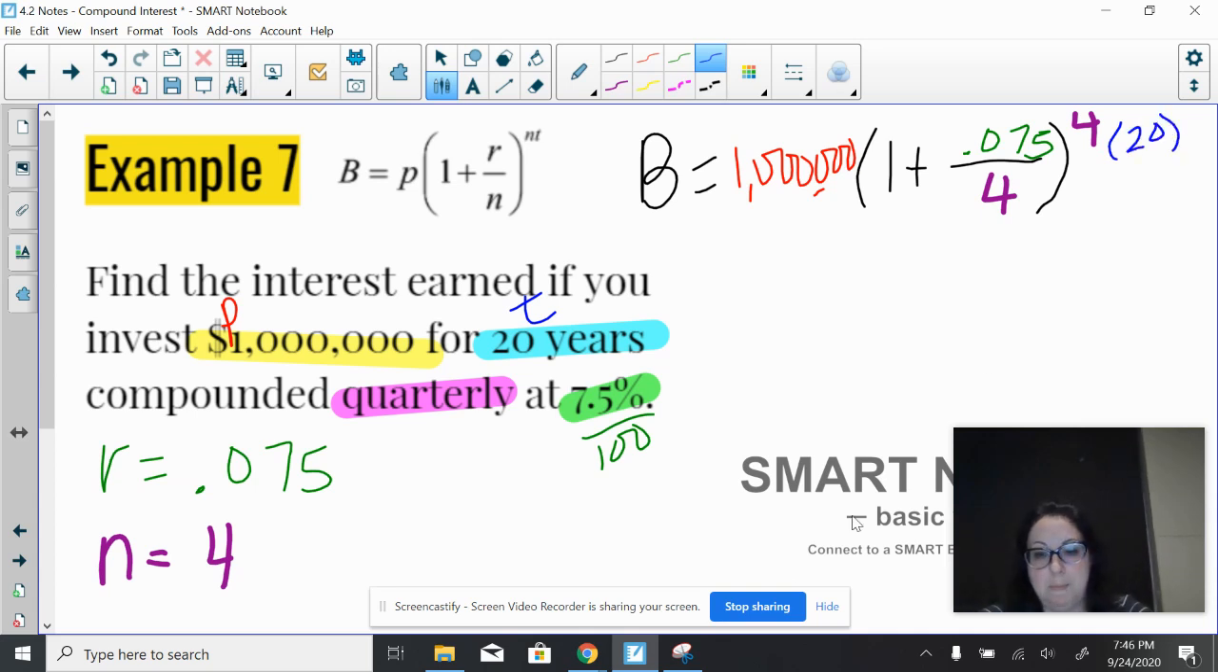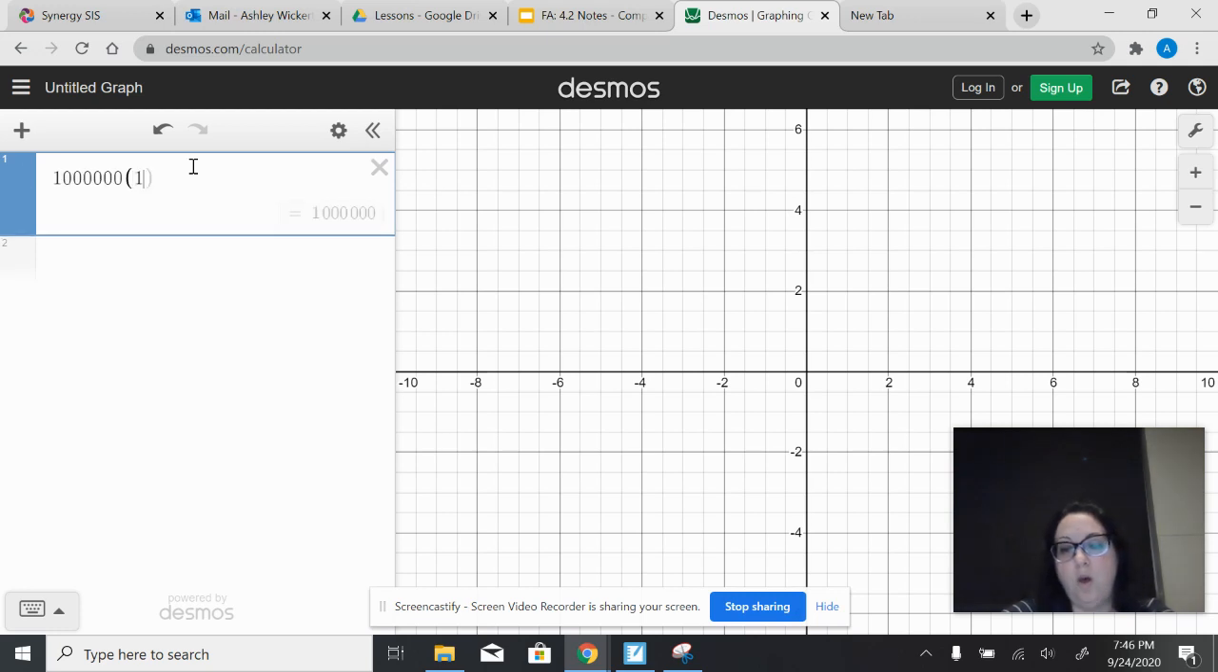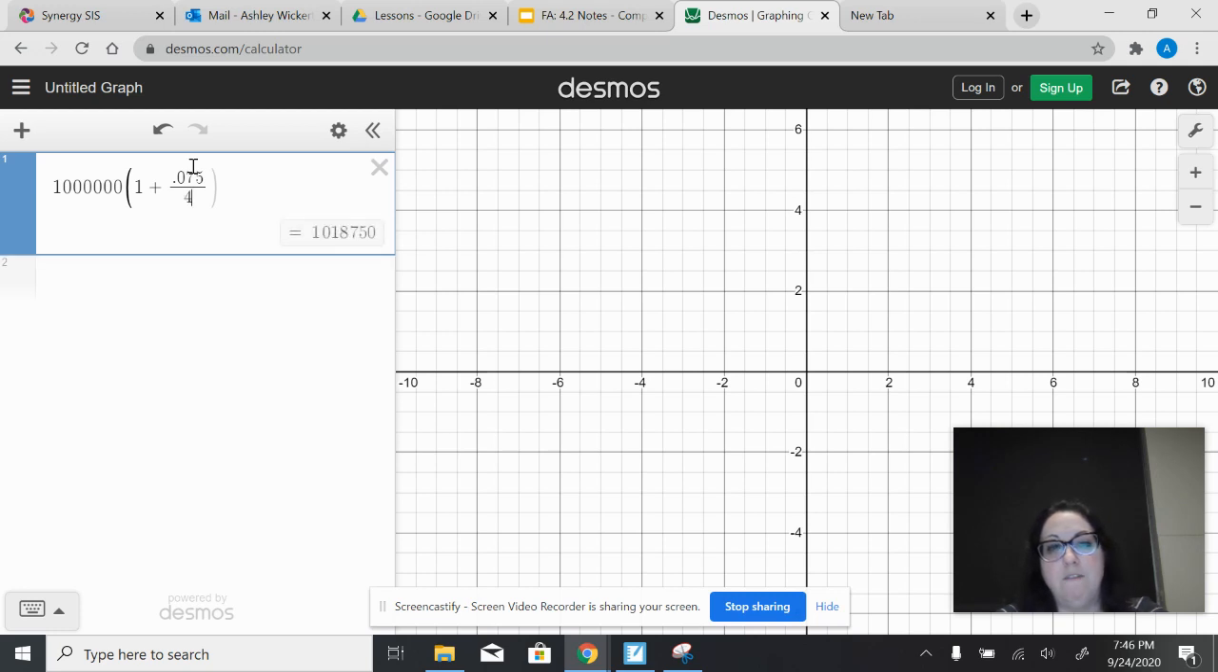Okay, so I'm going to find my account balance on Desmos. 1, 2, 3, 4, 5, 6 zeros for the $1 million. 1 plus my interest rate, 0.075, divided by 4 because it was quarterly, to the 4 times the time value of 20. Whew, look at this. Told you this was a really good interest rate. Over the 20 years, you're getting an account balance of $4,419,872, and 0.483 is just going to round off at 48 cents.